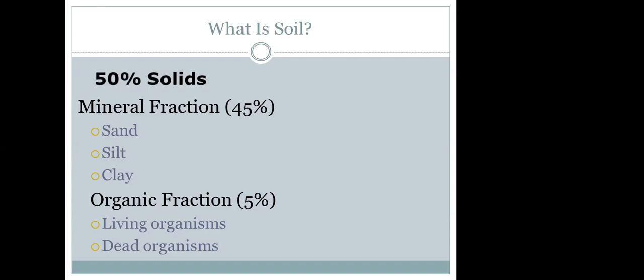And then our organic fraction, 5% of the soil, consists of both the living organisms, so everything alive in the soil, from the plant roots to burrowing critters like worms down to tiny microscopic bacteria, are all actually considered to be part of the soil. And then there's the dead organisms, the decomposing organic matter, which is also part of that 5% organic fraction.